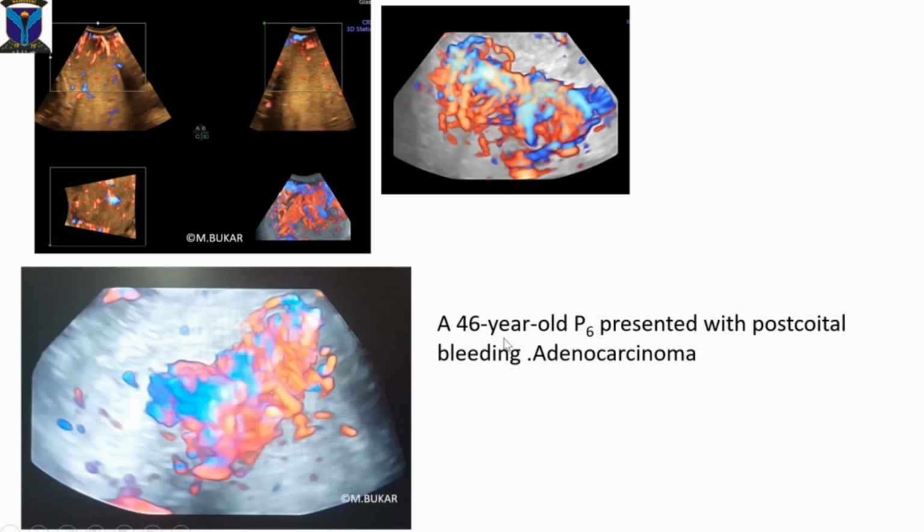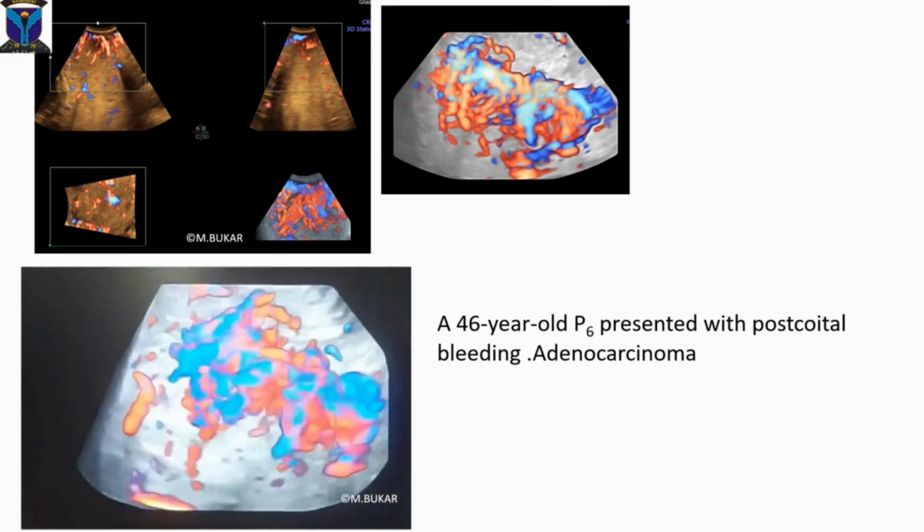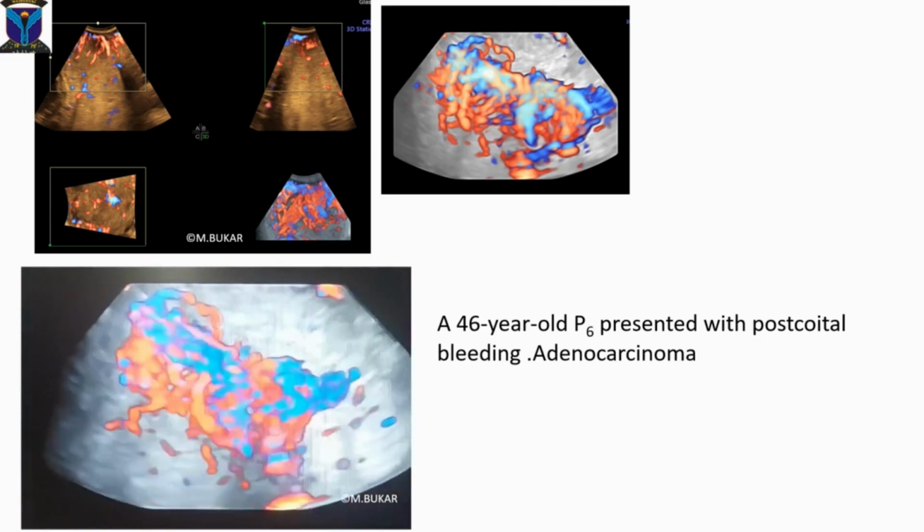This patient was diagnosed with adenocarcinoma. Look at the blood vessels. Dilatation, stenosis, branching, looping, all the features of malignancy. Look at these features, well illustrated on this single loop.